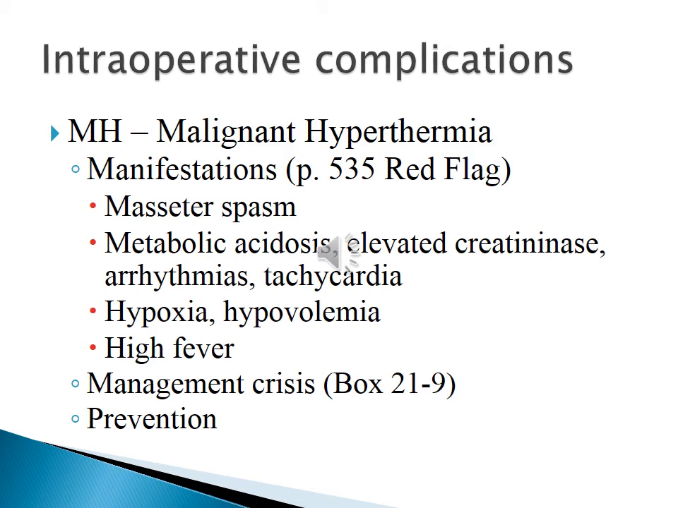Talking about malignant hyperthermia, there are manifestations on 535. They could have masseter spasm, metabolic acidosis, elevated creatinines, arrhythmias, tachycardia, hypoxia, hypovolemia, and high fever. Management crisis is box 21-9, and prevention. Look at that. But for management of the crisis, we're giving them dantrolene.